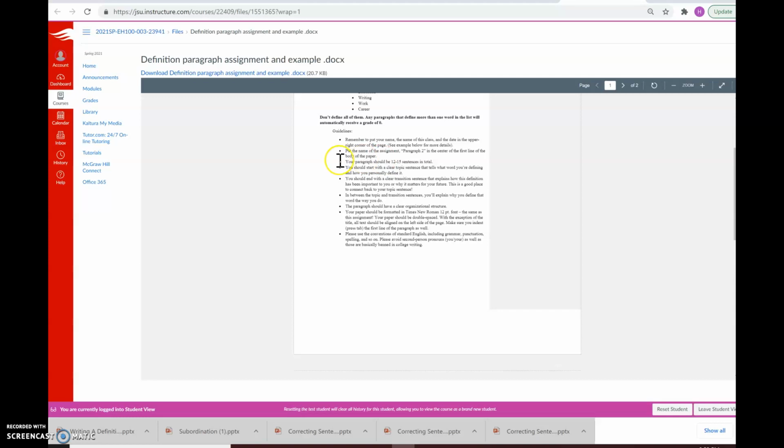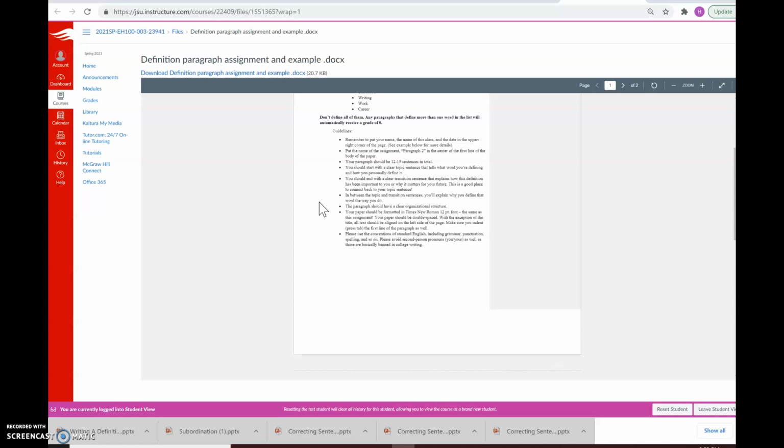As always, remember, put your name, the name of the class, put the name of the assignment. That will actually be paragraph 4. I don't know why that says paragraph 2. It should be 12 to 15 sentences in total. Start with a clear topic sentence that tells what you're defining. You can use the model in the PowerPoint to do that. In your exposition, talk about what it means to you. In your transition, summarize your main points and talk about why they're important.